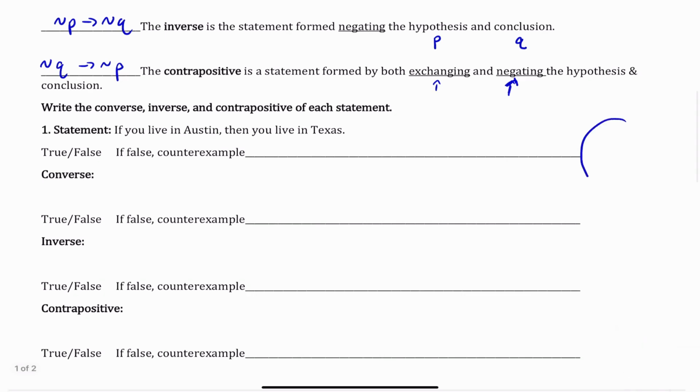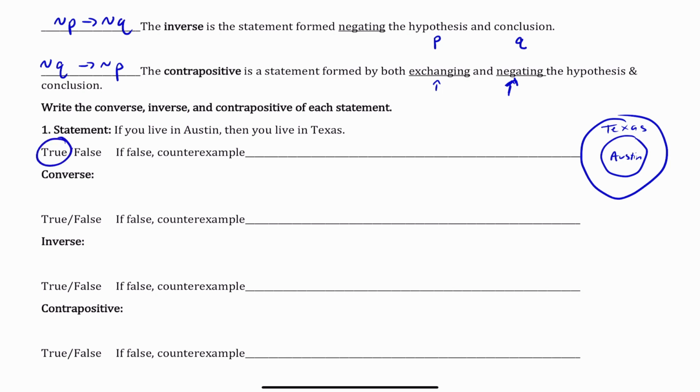And if we recall from that little diagram we saw in 3-1, well, what's outside? Texas, right? And then what's inside? It's Austin. So I like to think of this outer circle as my container, or this is the state of Texas and it contains all the cities, right? Like Austin, Dallas, San Antonio, etc. So if you live in Austin, does that imply that you live in Texas? Yes, it does. So that's true.